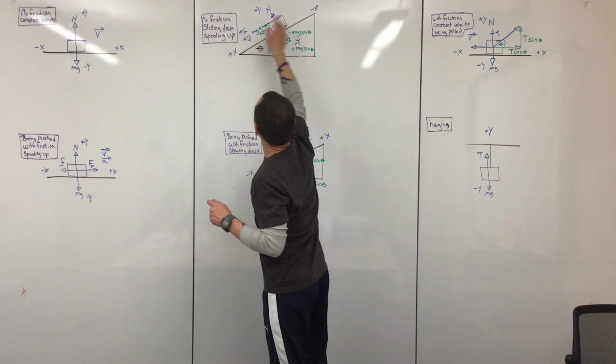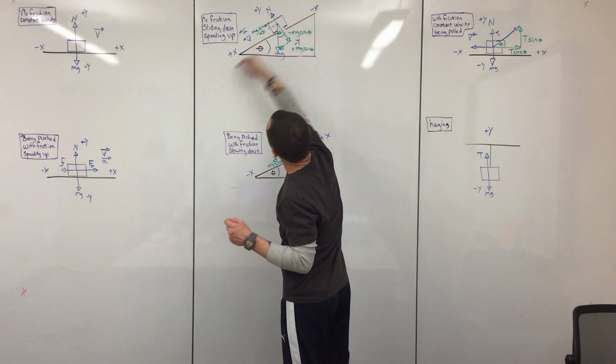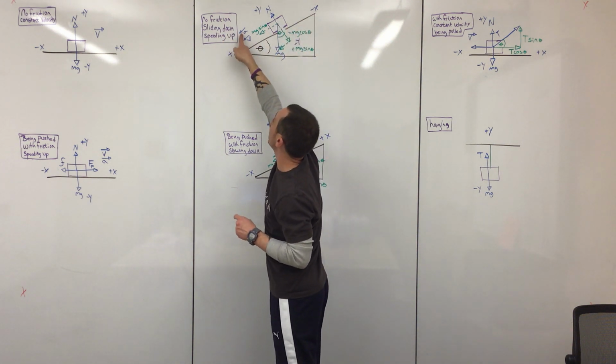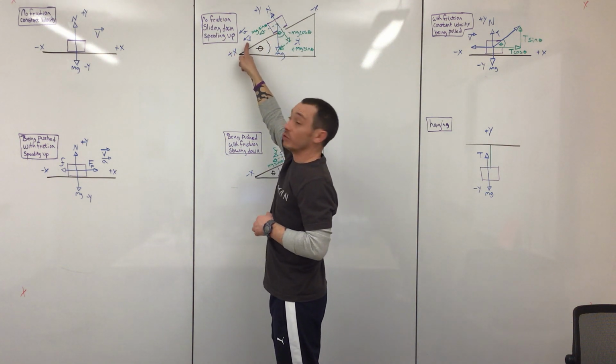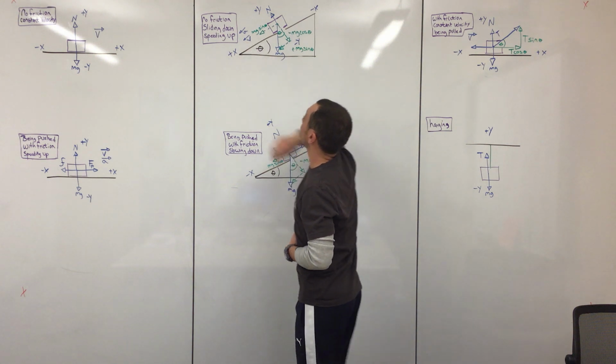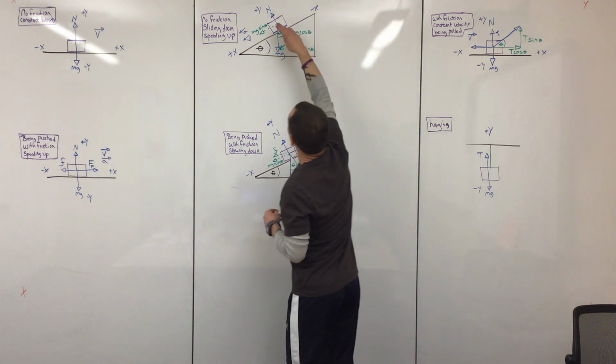So the problem tells us there's no friction. It's sliding down the ramp and it's speeding up, so we have some rate of change of motion, speeding up down the ramp. The velocity, we know it's moving down the ramp. That's what that's indicating. Now we want to look at the forces.